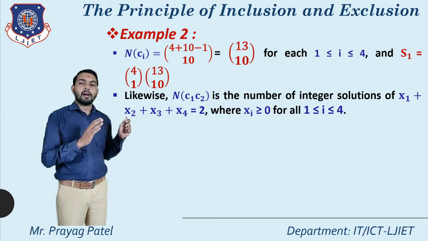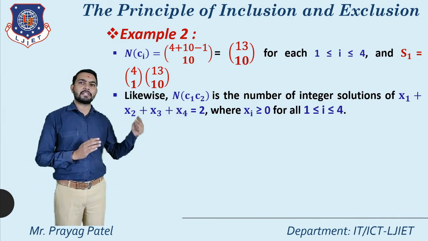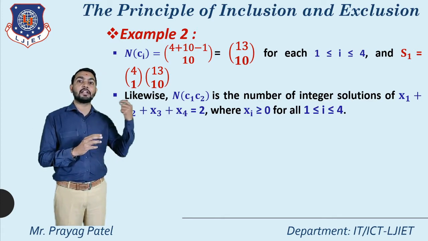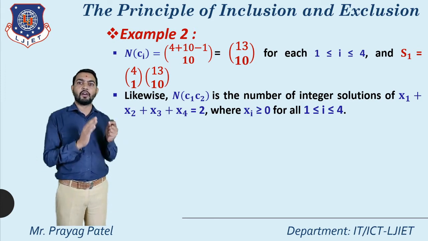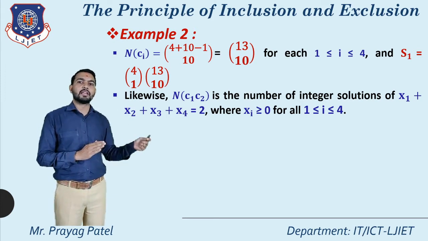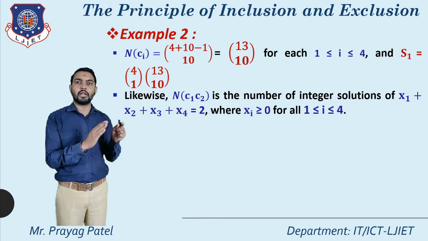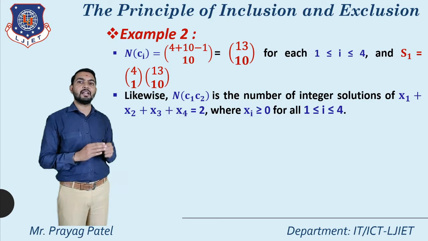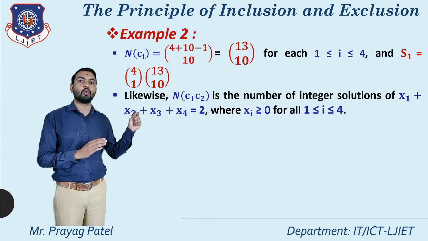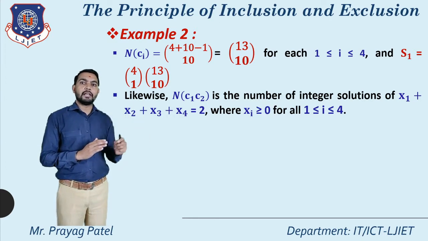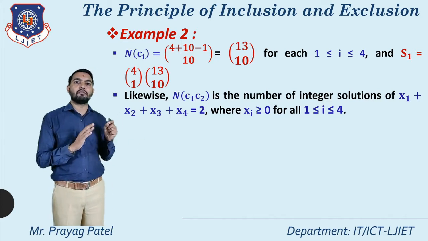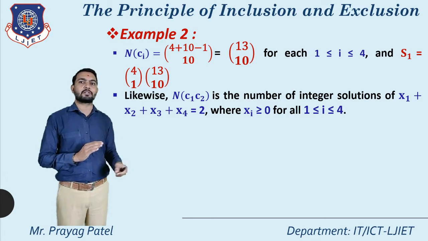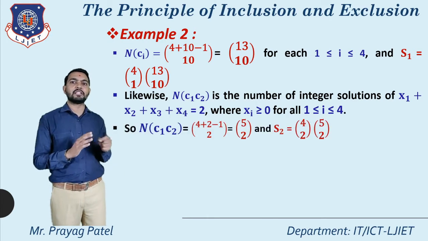Now see here, our first condition is x1 plus x2 plus x3 plus x4 equal to 18, but when we consider condition C1, that means this value is greater than or equal to 8. That means one value is greater than or equal to 8, then the remaining total equals 10. Now here we consider C1 and C2, both satisfying the condition of being greater than or equal to 8. That means 18 minus 8 minus 8, so the value is equal to 2. So the equation is x1 plus x2 plus x3 plus x4 equal to 2. Now find the NC1, C2.